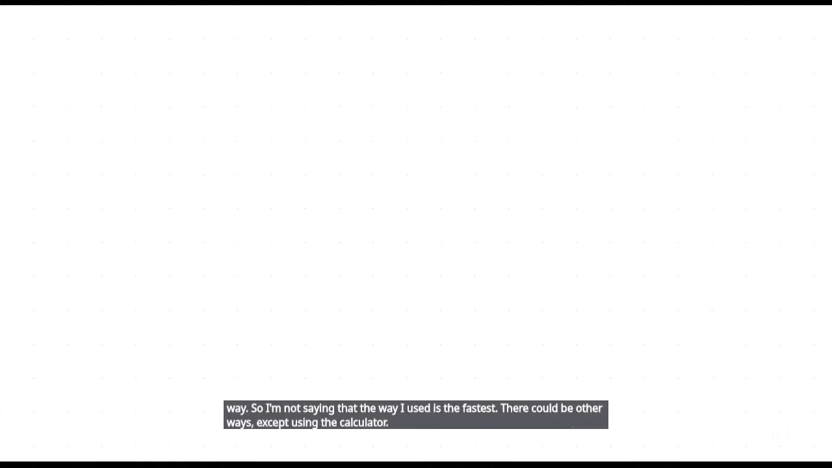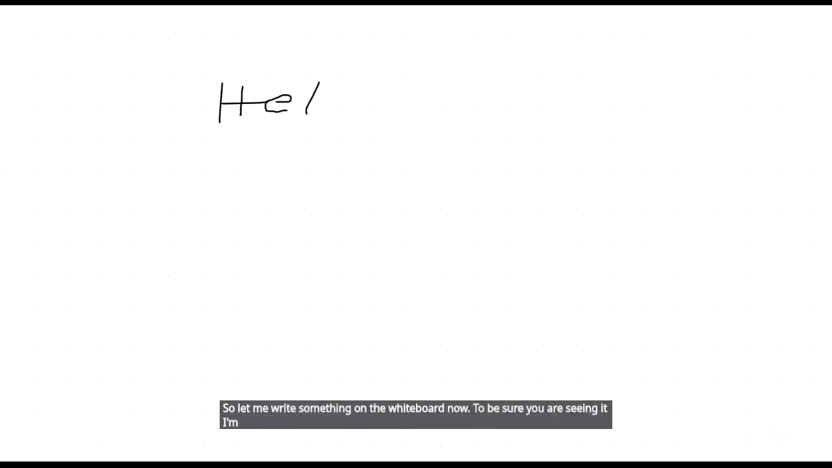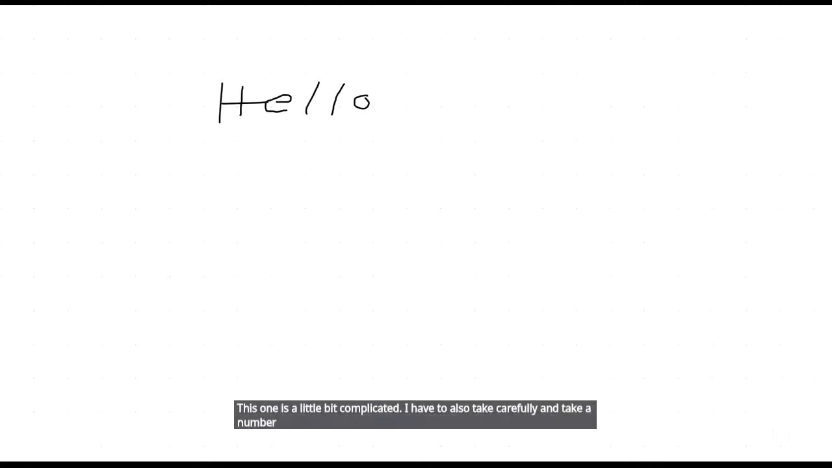Okay, so binary. No, I've not written anything on my whiteboard. My whiteboard is still white. So let me write something on the whiteboard now to be sure you are seeing it. I've written something on the board. I believe you can see it. Hello. All right. This one is a little bit complicated. I have to take it carefully and take a number that can go quickly. So let me just write any number here.